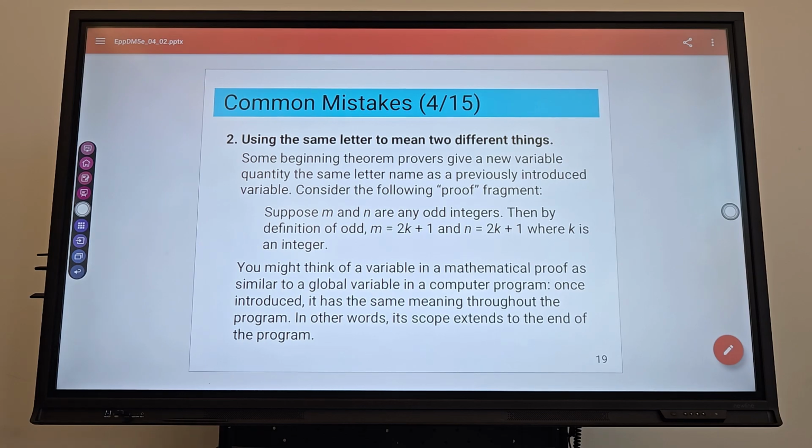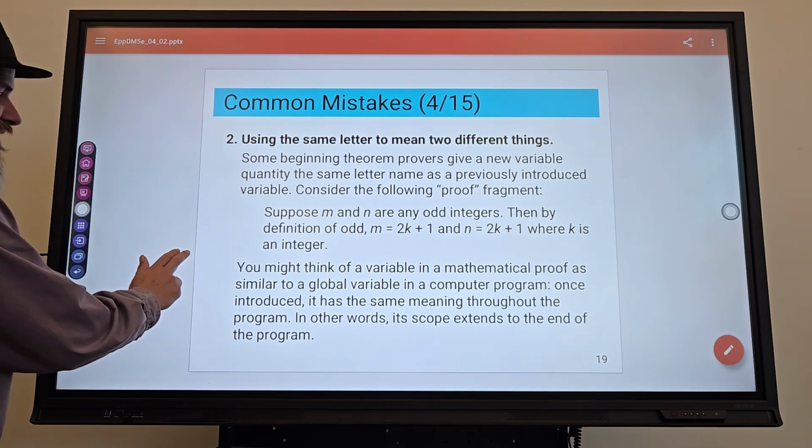Use the same letter to mean two different things. It's like a variable in a program. You can't use it for two different things in the same program. You have a scope for a variable, and you must keep track of your variables and what they mean throughout the proof. Keep it consistent.